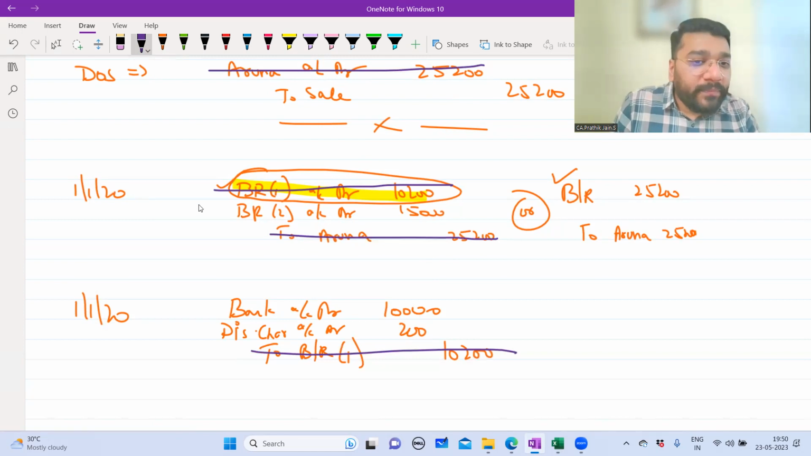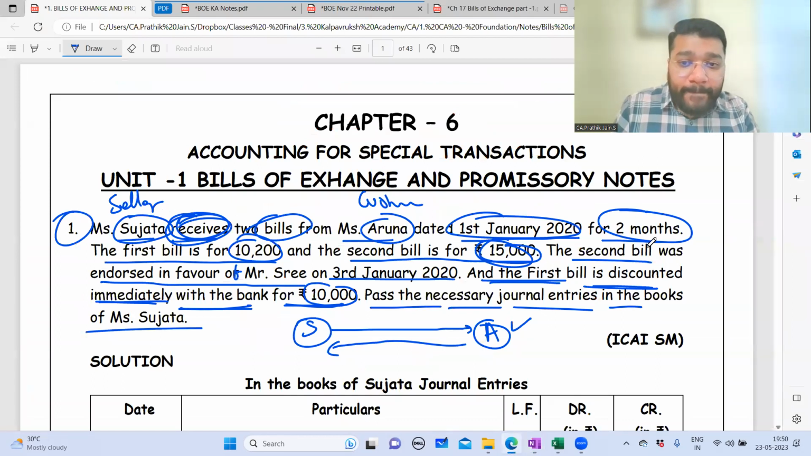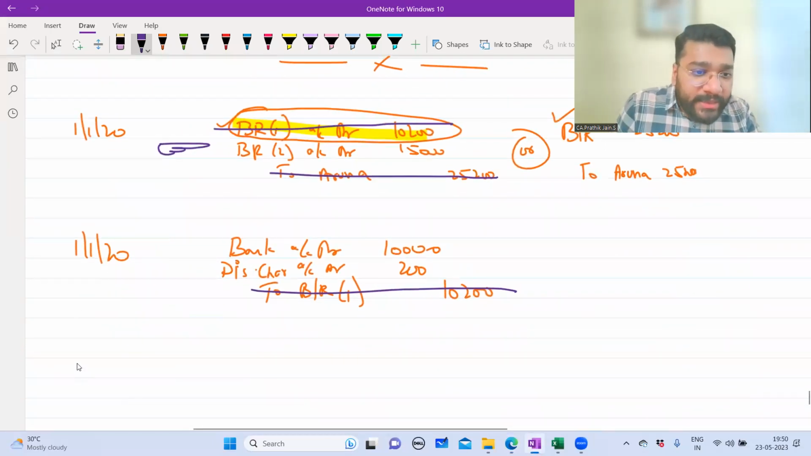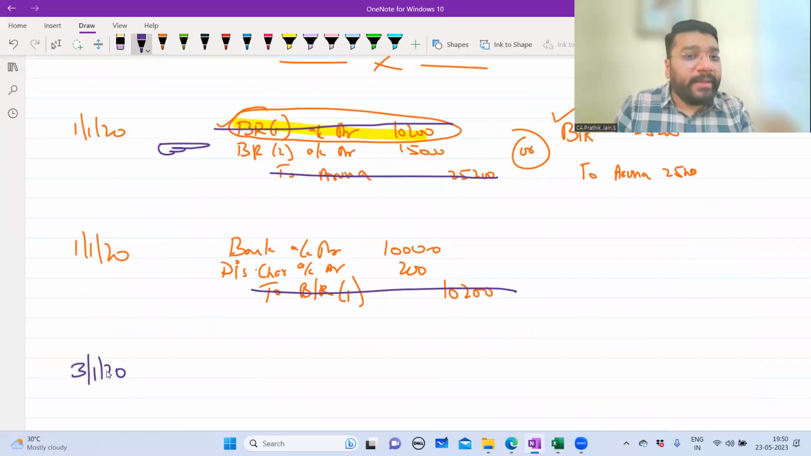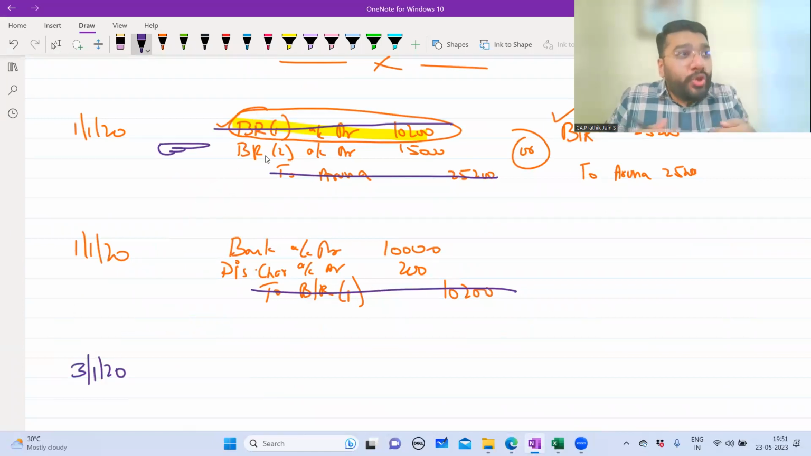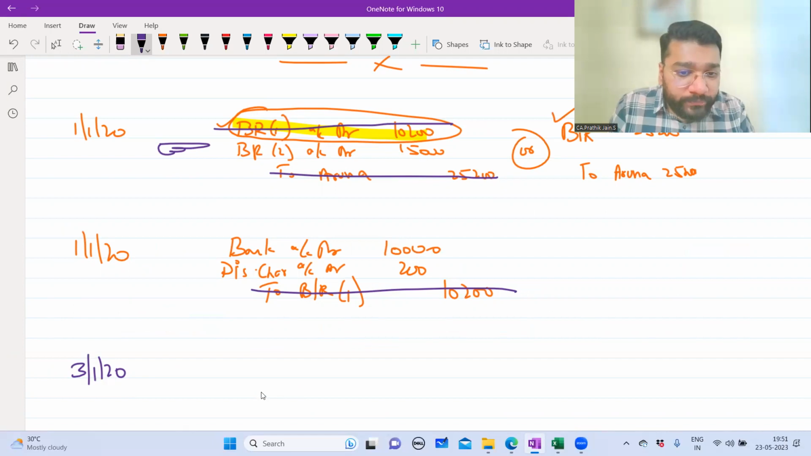So what am I left with? I'm left with this. So bills receivable 2, what are we doing? On 3rd January 2020, next, we have to go in the chronological order. On 3rd January 2020, bill number 2 is being transferred to the creditor. So you are giving the bills receivable to the creditor. Debit what comes in, credit what goes out. So credit what is going out, bills receivable 2.